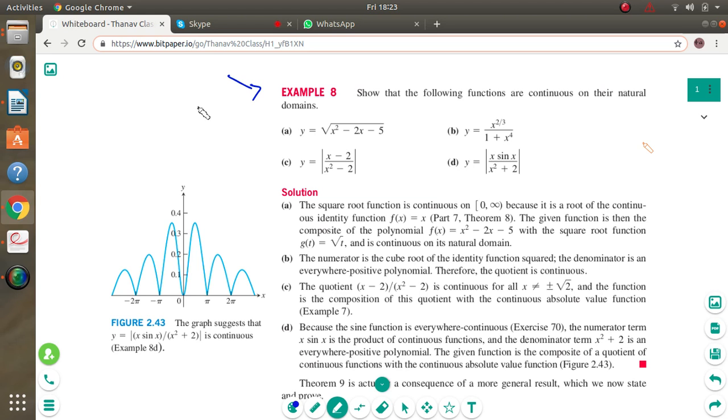So the denominator is always positive. So 1 divided by 1 plus x to the power 4 is always continuous, given that x to the power 4 is also positive. And then x to the power 2/3 is also continuous. I don't know how it looks, but it's continuous. That's fine. So f by g is continuous, right? C part now. This one.